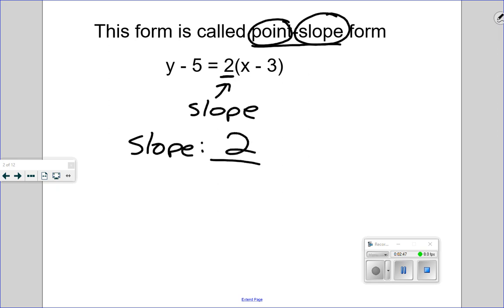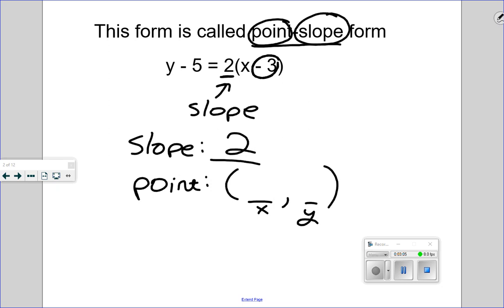Now the point that we're talking about is given by the other 2 numbers. Remember that any point on a coordinate grid has 2 coordinates. It has an x and it has a y. The point that's given in this is given by this negative 3 and this negative 5. The only thing is with point-slope form, the point that we're given isn't negative 3 and negative 5. It's always going to be the opposite of whatever that is. The formula actually has minus in it. What that means is that it's not going to be a negative 3 we use for our x. It's going to be a positive 3 that we use for our x.